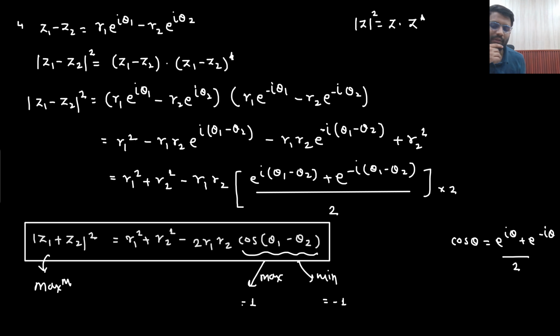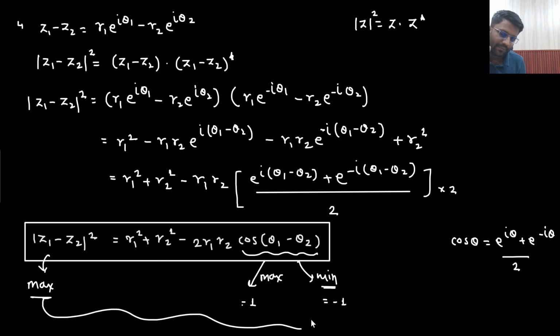Now what do you know? If you need the maximum value, here there is a negative sign. If you need its maximum value, then this value should be minimum. Maximum should be related with minimum. Are you able to understand this point? If you need its maximum value, then this should be minimum.